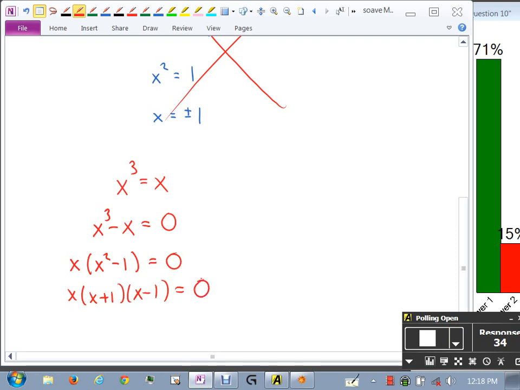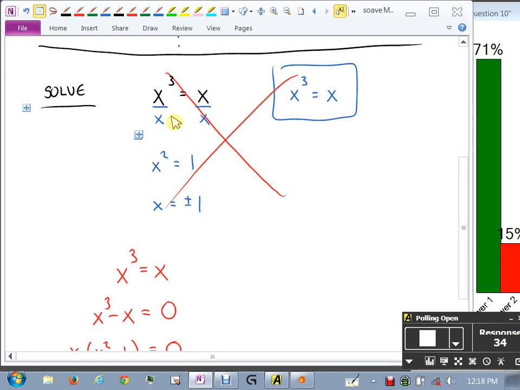And then you can set each of these three things equal to 0. And what would your three answers be? 0, 1, and negative 1. And now you have them all, right? Very dangerous to ever divide by something that you don't have control over.